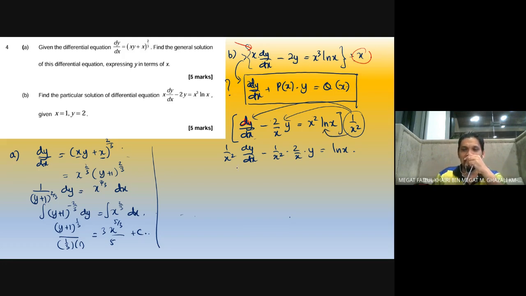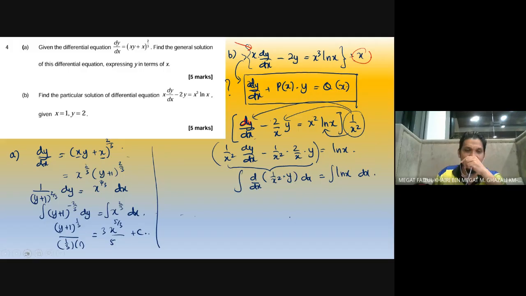So then what's next? This one, we may simplify this as the derivative of 1 over x squared, which is v just now, times y with respect to x. Okay, and then this is natural log of x. So integrate this with respect to x, integrate this with respect to x.